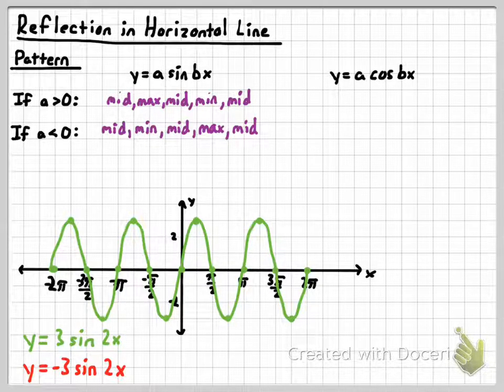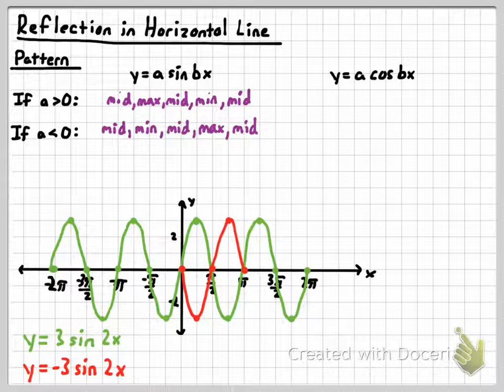Now let me do that describing the pattern thing that I was talking about. When a is negative, we're still going to start off at an intercept or a middle value, but then instead of going to the maximum value, we're going to go to a minimum value instead. And then we'd go back to the middle, and then instead of a minimum value, we'd go to a maximum value, and then be back to the middle value. So here's one cycle of this function. Just a mirror image, right?